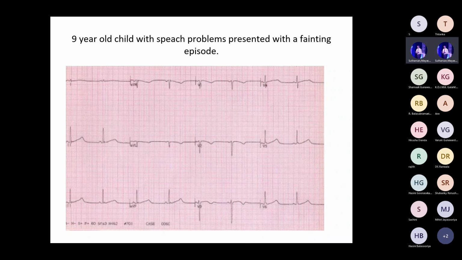So what is the condition then? Why short PR presenting with fainting? That's why the history is important. Have you heard any condition where short PR presents with fainting? Bronchitis syndrome.